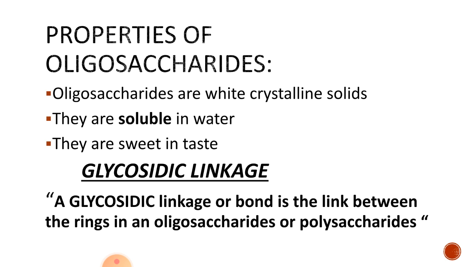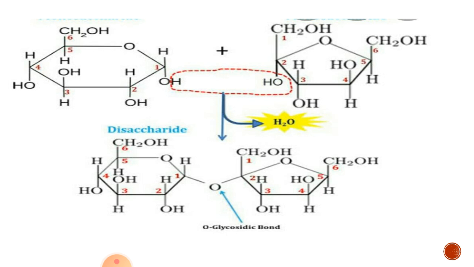The next thing we have is the glycosidic linkage. Glycosidic linkage or bond is the link between the rings in an oligosaccharide or polysaccharide. Oligosaccharides are made up of monosaccharides, and polysaccharides are again made up of monosaccharides or oligosaccharides. So how can they join together? They can join together by means of the glycosidic linkage. Glycosidic linkage is a bond which is formed due to condensation, the removal of water from the monosaccharide units, and they can get combined together.